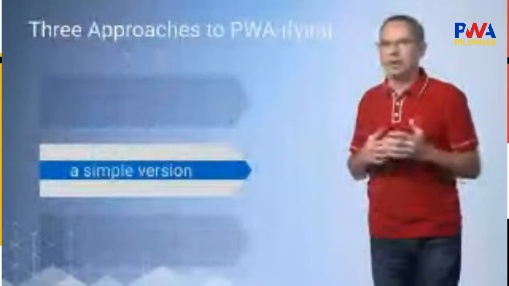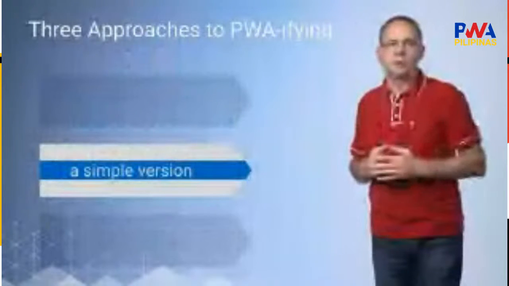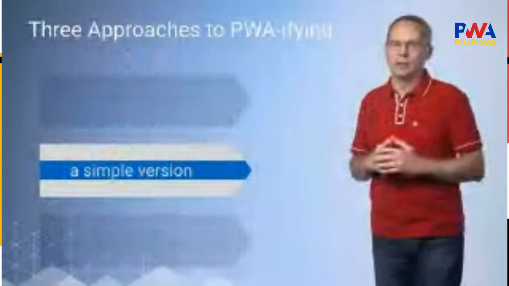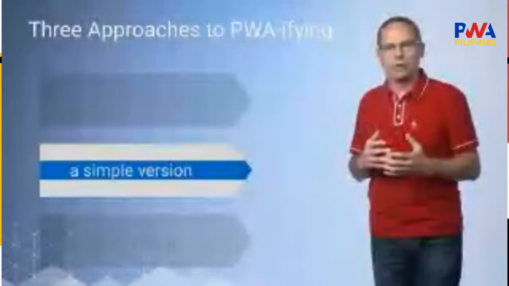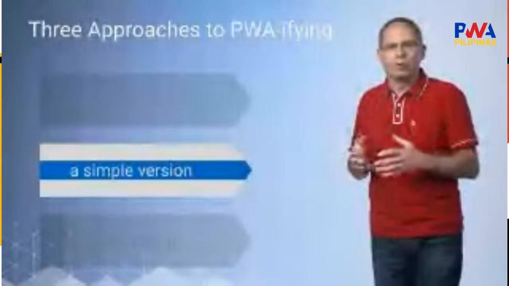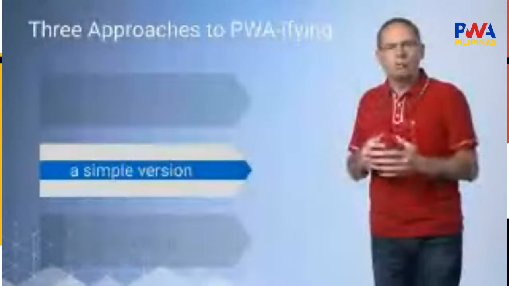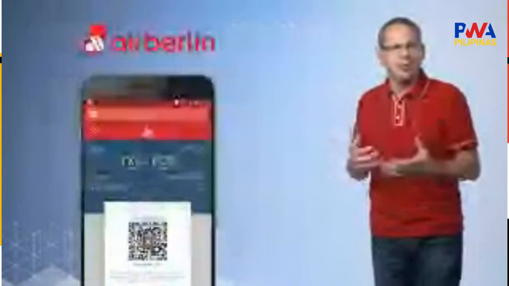Of course, not everyone can take this approach. Starting from scratch often isn't realistic. The second approach is to build a simple version of the site, the light or mobile version, and choose to optimize around a specific section or user journey. An example of this approach is Air Berlin.